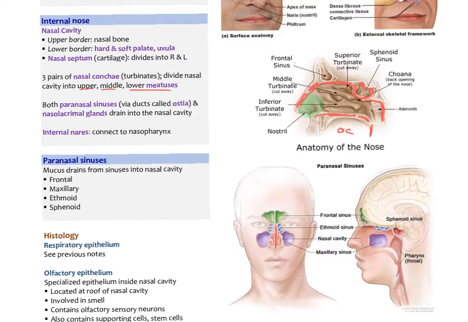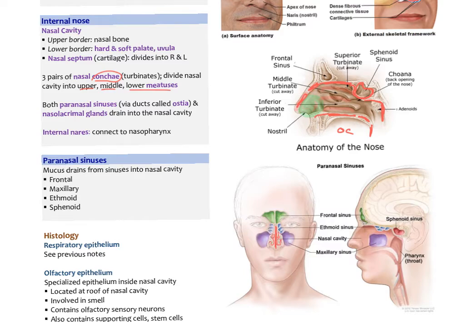Another name for those turbinates is the conchae. So the nasal conchae project into the nasal cavity. And so we have 3 separate passages here. We have a lower, a middle, and an upper meatus.